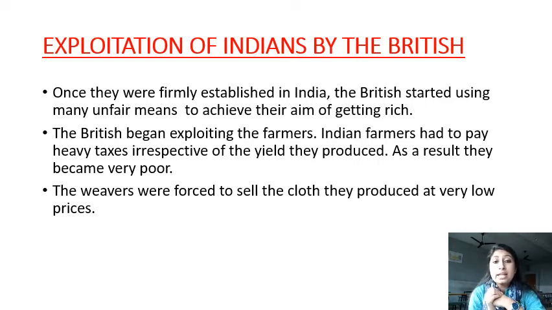They began exploiting the farmers. So they started exploiting from the farmers. How? Indian farmers had to pay heavy taxes irrespective of the year they produced. So the farmers had to pay heavy taxes to the British.